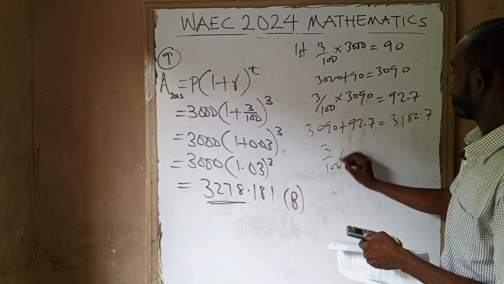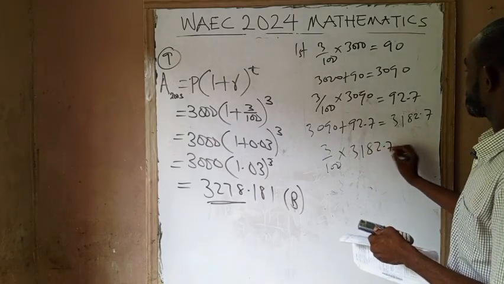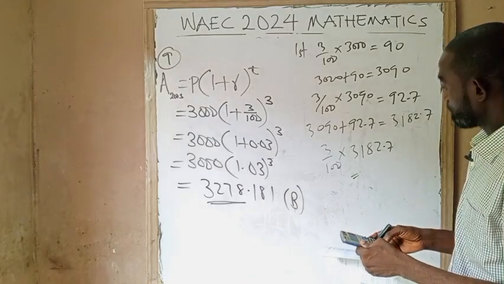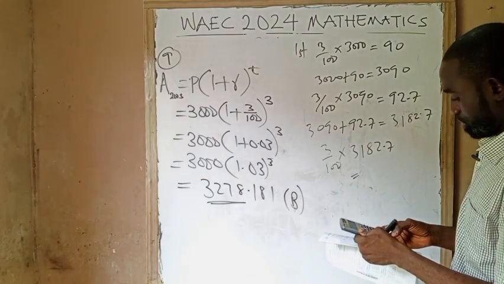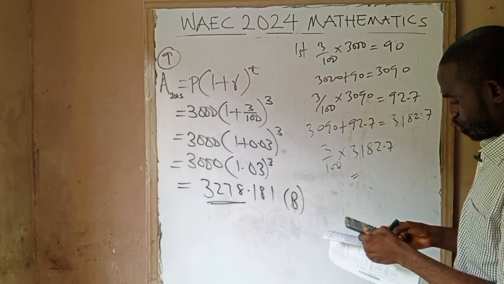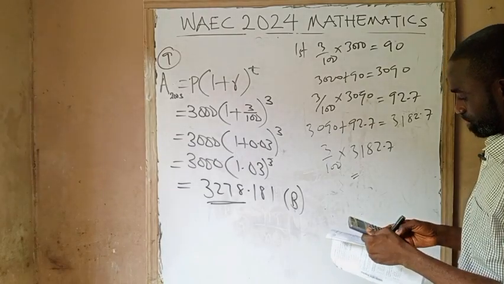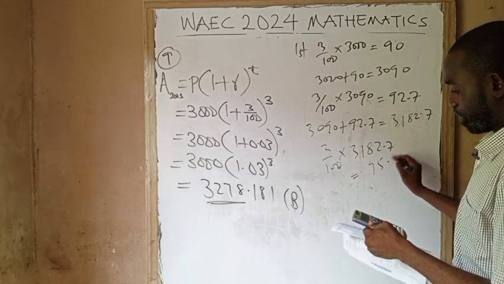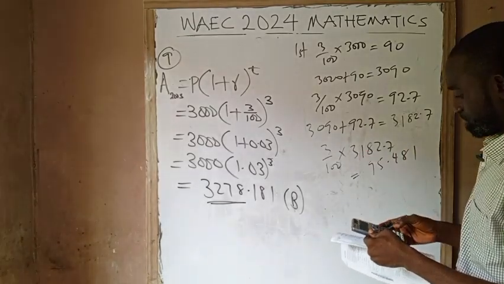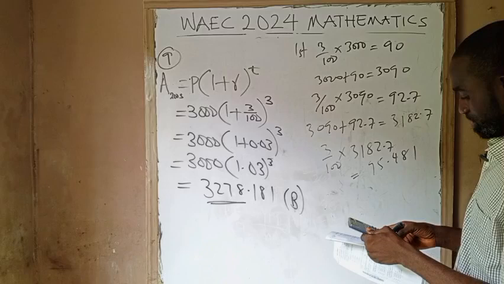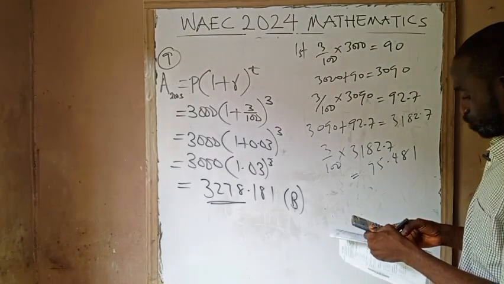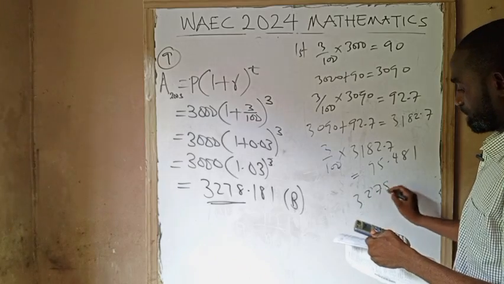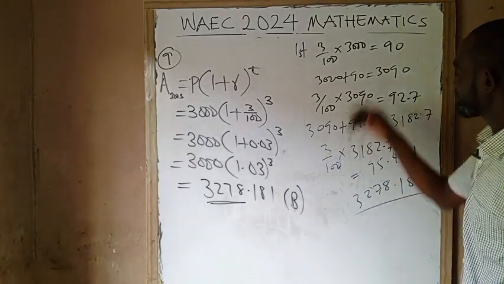Then 3% times 3182.7. 0.03 times 3182.7. So this gives us 95.481. Then plus our 3182.7. So we have 3278.181. So we can solve it in this way too.